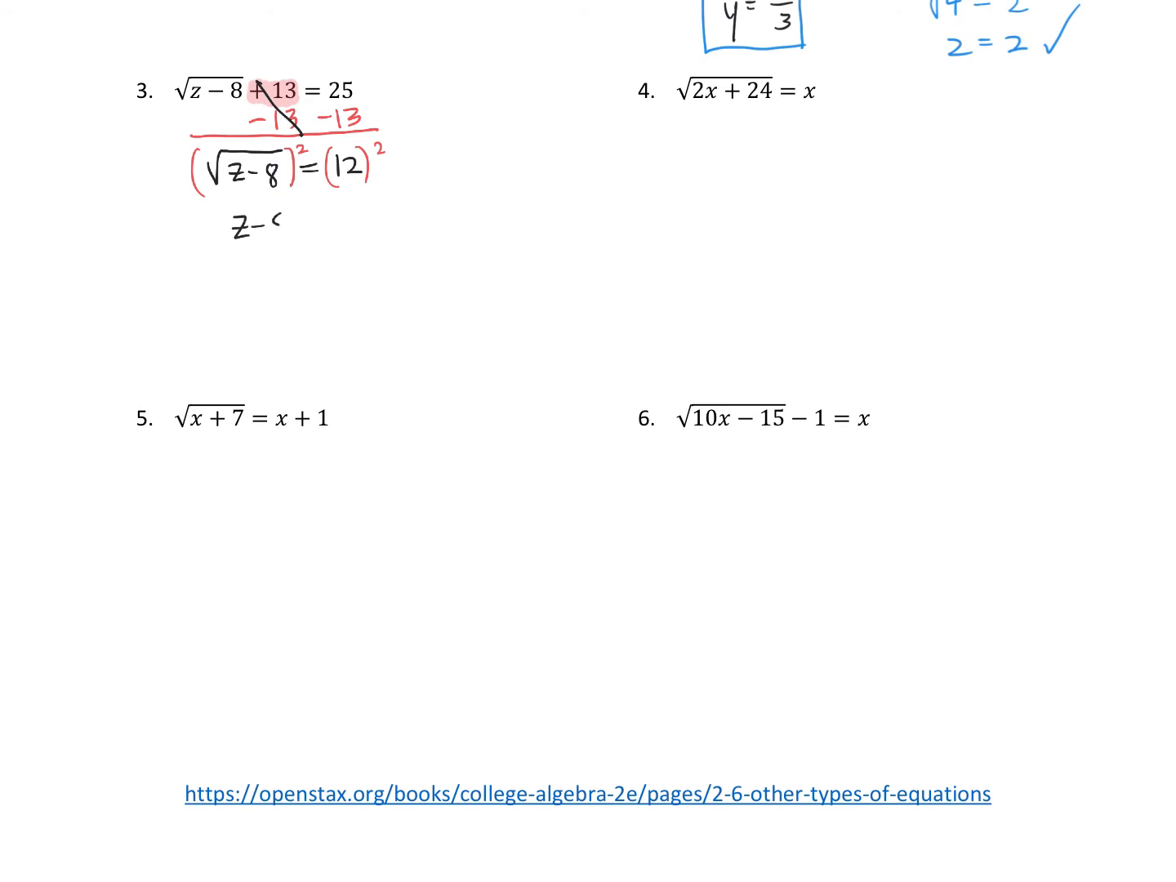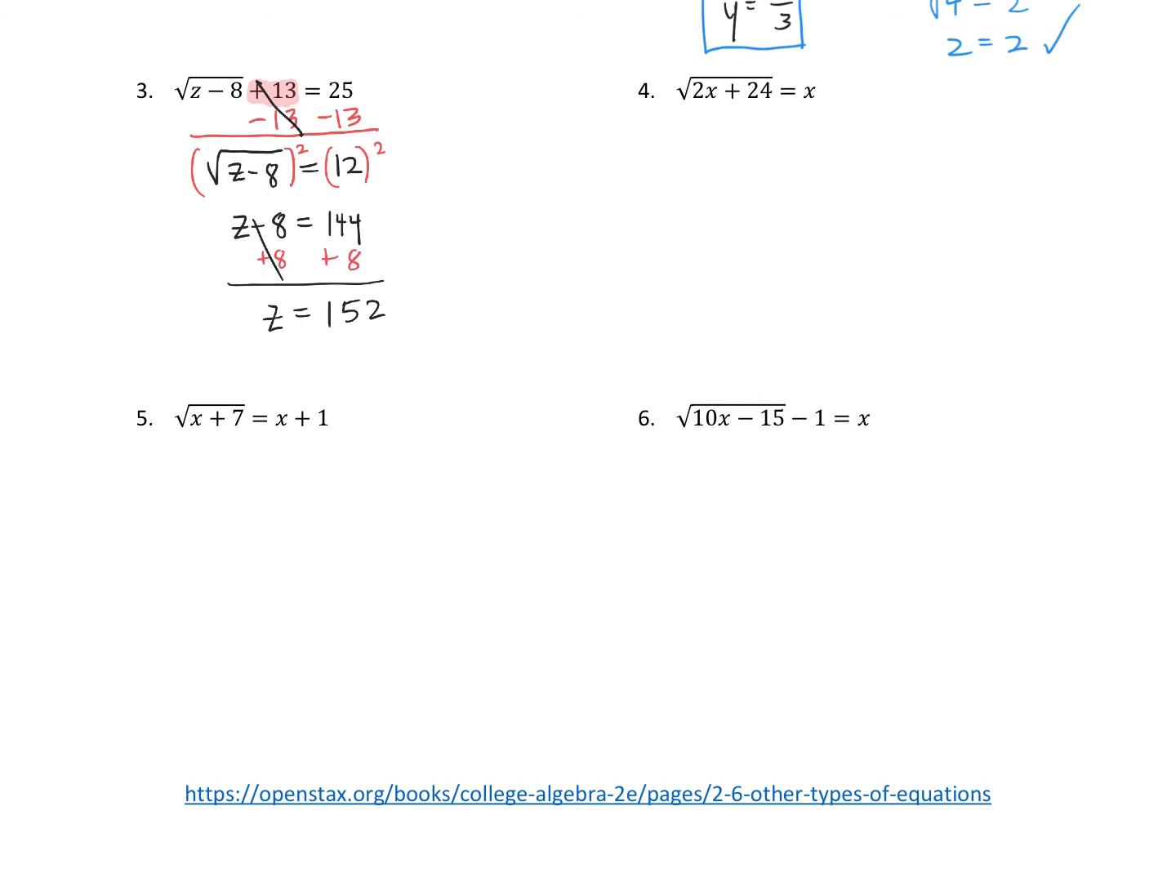When I do that, it gets rid of the square root on the left. So I just have z minus 8. And 12 squared is 144. And now I'm going to solve by getting the z by itself. So add 8 to both sides. So z equals 152.